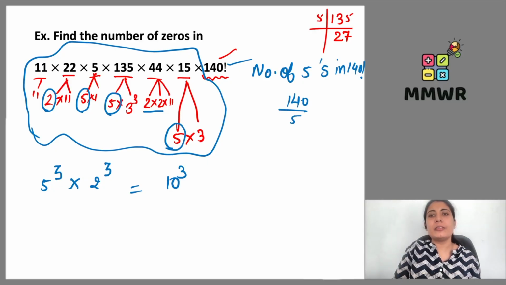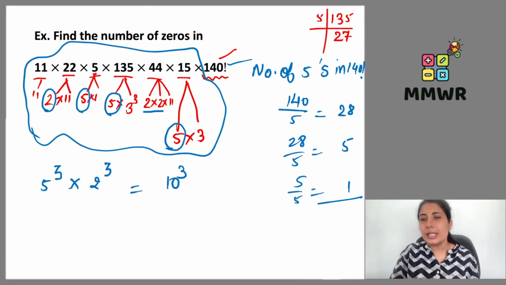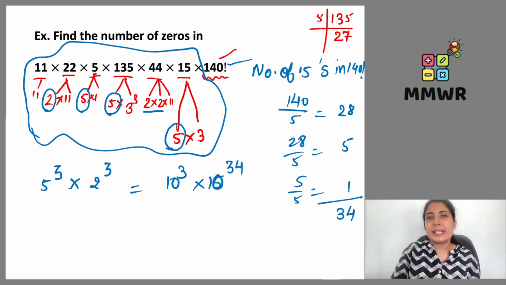So let's count it. 140 divided by 5 gives me 5 2s are 10, 5 8s are 40. 28 divided by 5 gives me 5 5s are 25. 5 divided by 5 gives me 1. 28 plus 5 is 33. 33 plus 1 is 34. Right? So how many 5s I have here? 34 times I have 5 here. That means 10 will be there. How many times? How many 10s are there?